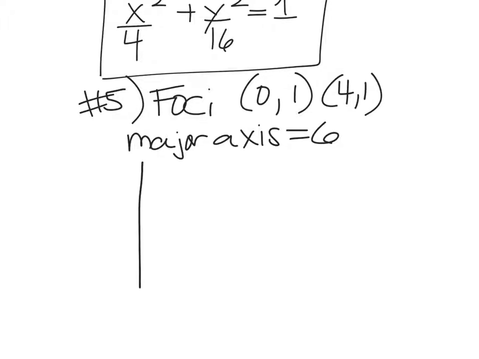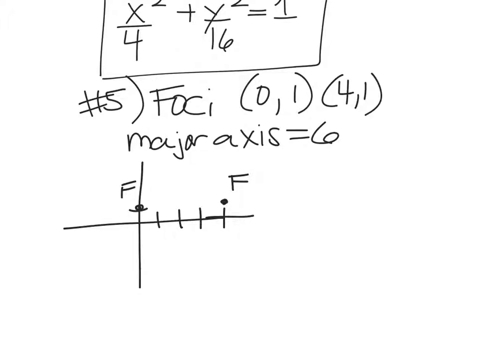So let's go ahead and put our foci in. So I have foci, 2 points. I know how to plot 2 points. We have (0, 1). It's right here, right? And (4, 1). 1, 2, 3, 4, 1. So there's our foci. All right, knowing that right there, that tells us what the center is.